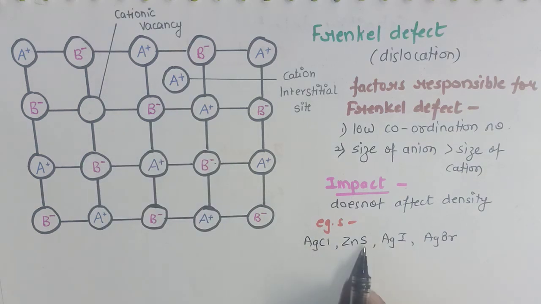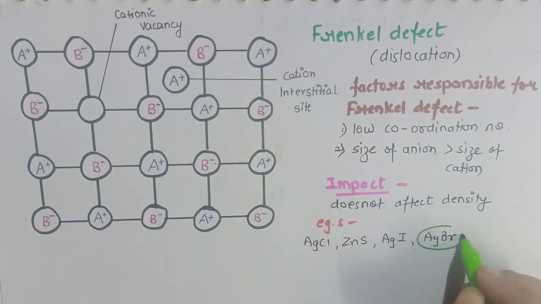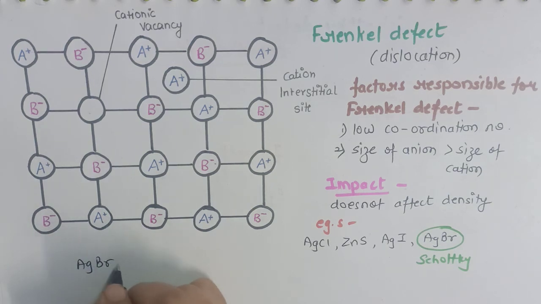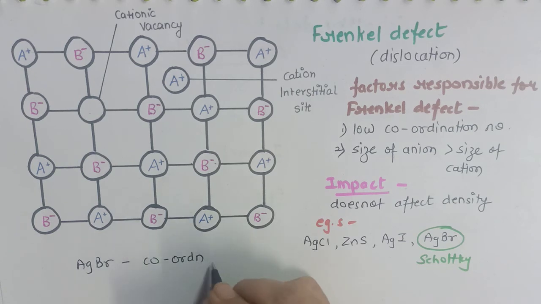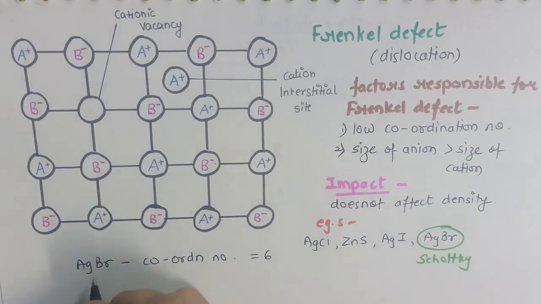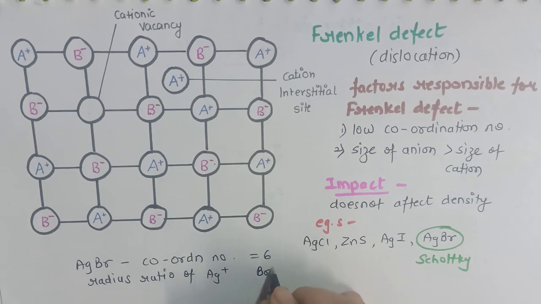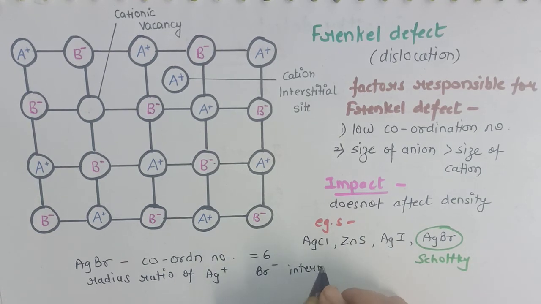Examples are silver chloride, zinc sulfide, silver iodide and silver bromide. Now silver bromide is the compound which shows both Frenkel defect as well as the Schottky defect. Why? Because silver bromide has coordination number 6, which is neither too small nor too large, as well as the radius ratio of silver cation and bromide ion is intermediate. There is not much difference.